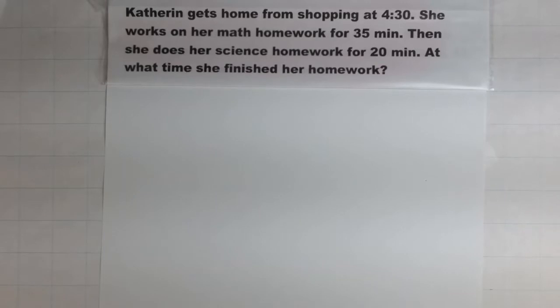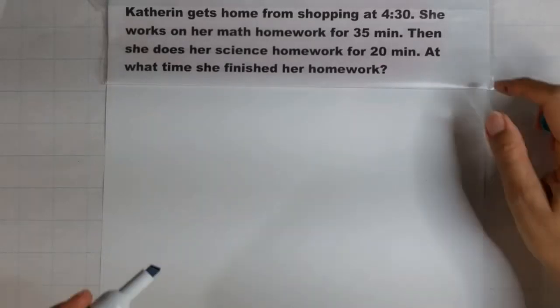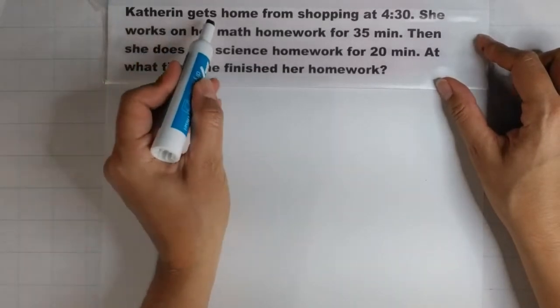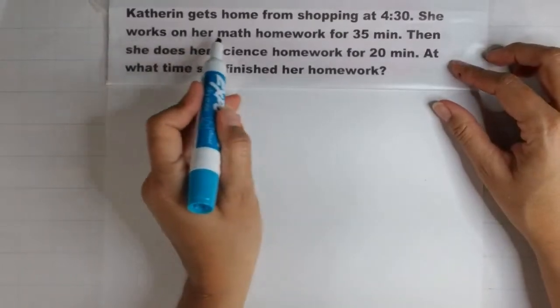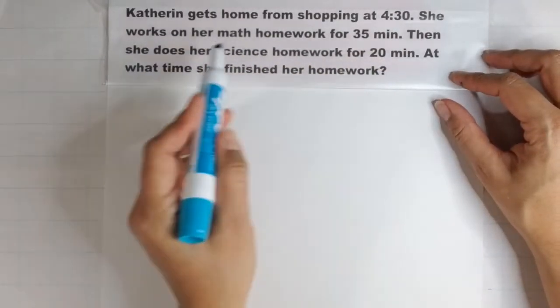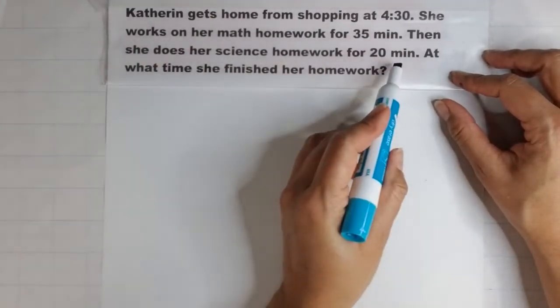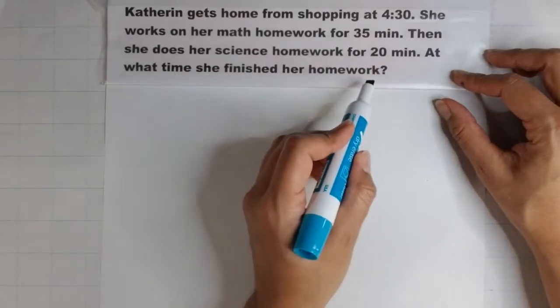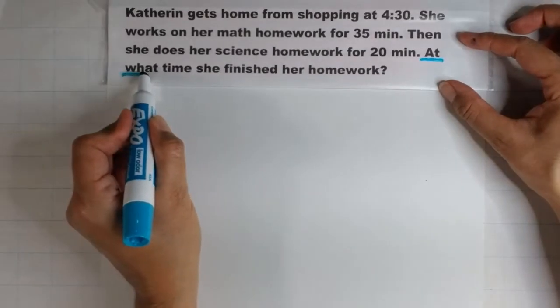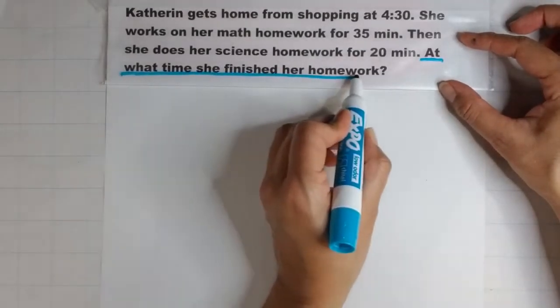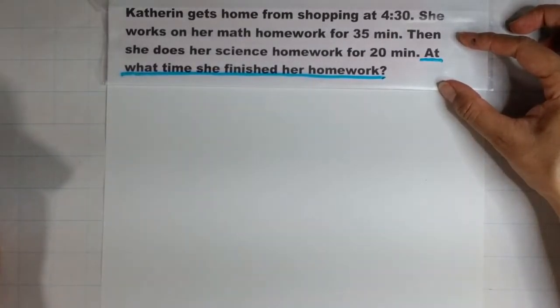Remember, to solve a problem, the first thing we have to do is to read the problem and underline the question. So let's do it. Catherine gets home from shopping at 4:30. She works on her math homework for 35 minutes. Then she does her science homework for 20 minutes. At what time does she finish her homework? Now let's underline the question to focus on what they're asking us to do. Here it is. At what time does she finish her homework?